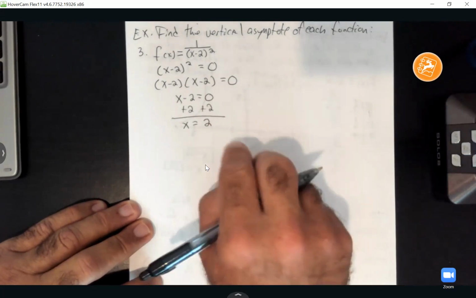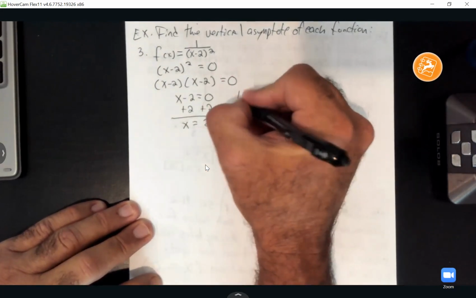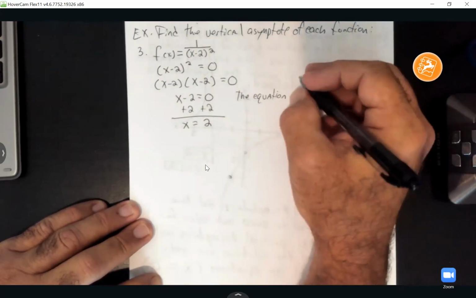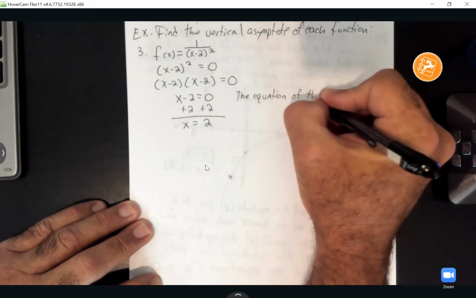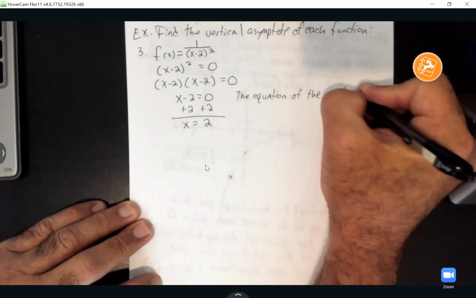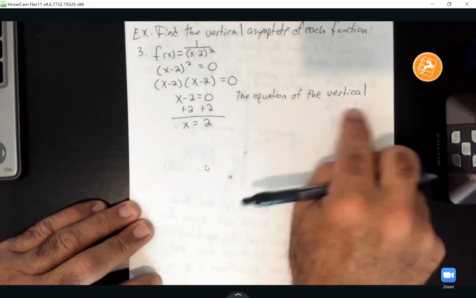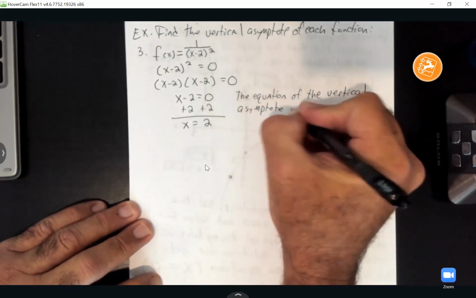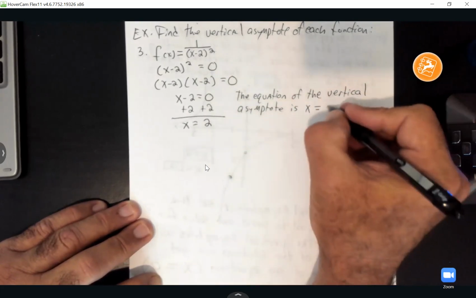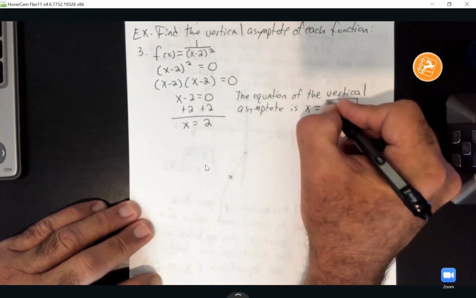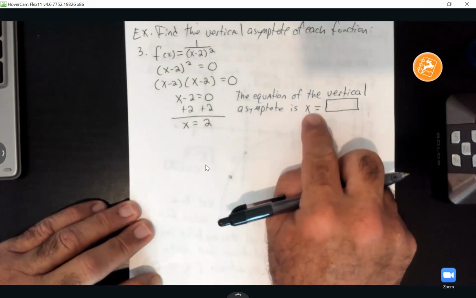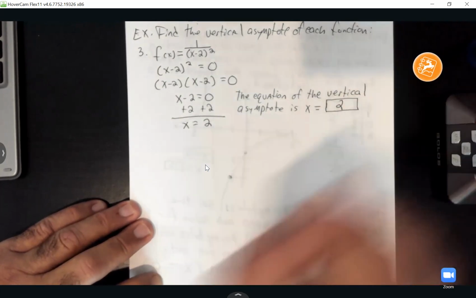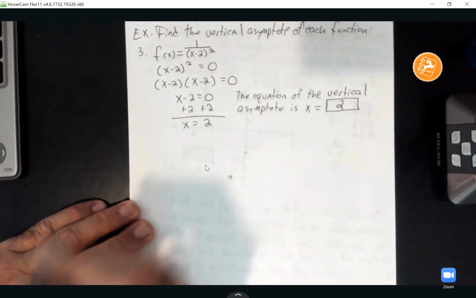So this will say the equation for the asymptote, all right, so they'll write all this. The equation of the vertical asymptote is x equals blank. So on this one, they're giving you the x equals. All we got to do is put in the 2 on that, okay?